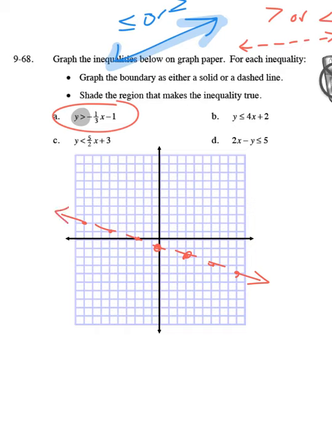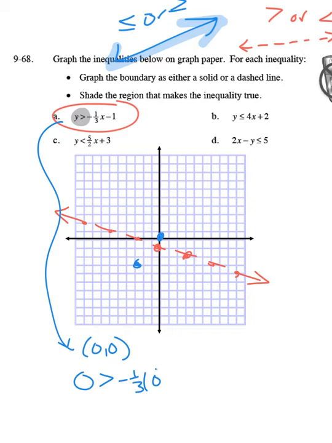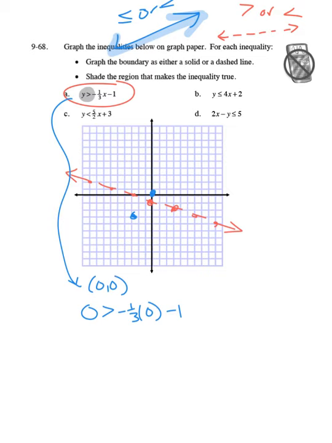And now I can pick a point to test. We can choose a point down below the graph or a point somewhere above the graph. I'm going to choose 0, 0 because it's very easy numbers to plug in. You can choose any other ones that you wanted to plug in. So if we test 0, 0, we're wondering, is 0 greater than negative a third times 0 minus 1? This would be 0 minus 1, so that's negative 1. Is 0 greater than negative 1? Yes. So this coordinate works, along with all the other coordinates that are on this upper side of the graph.